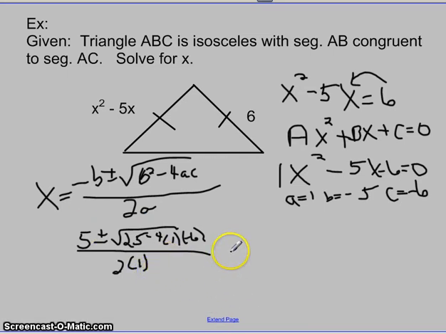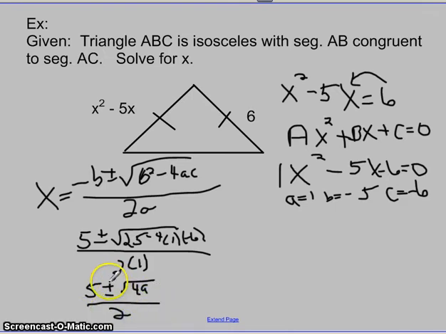So this is going to be pretty easy to simplify here, I believe. We're going to have that 5 plus or minus. Let's simplify in here. A negative times a negative is going to be a positive. So that's 6 times 4, which is 24. 24 plus 25 is the square root of 49. I still have all that over 2.